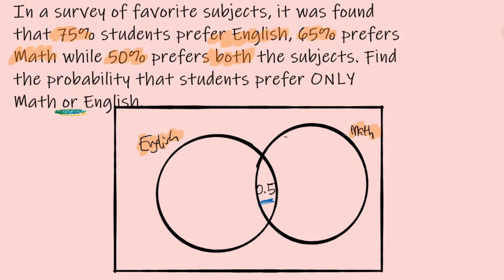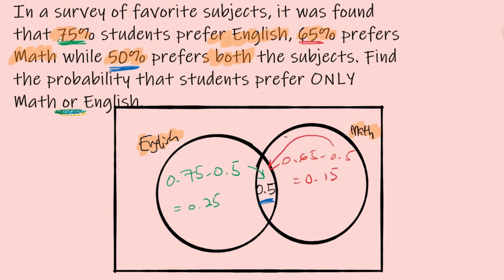So in this case, the intersection part will be 50% because we are told that 50% like both subjects. And then you start to move out of the circles, because you have 75% that prefers English. Therefore, you take 75 minus the intersection part, which is 50%, giving you 25% for English. Do the same for mathematics. You will have 15% for mathematics.